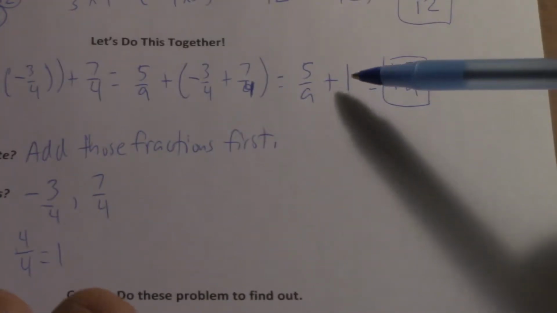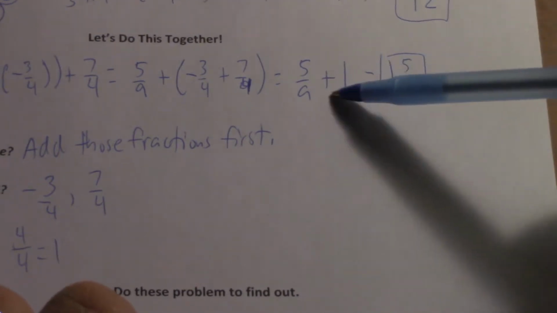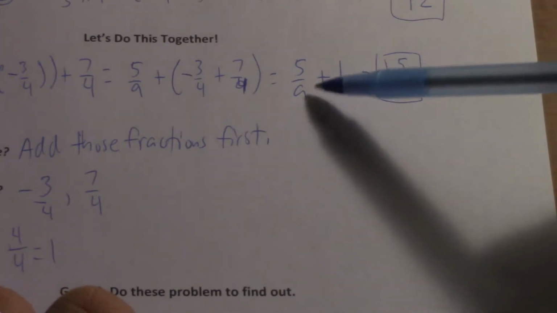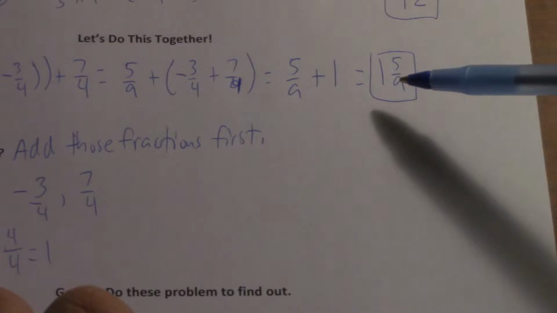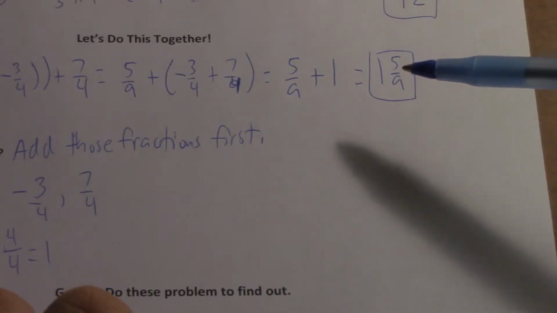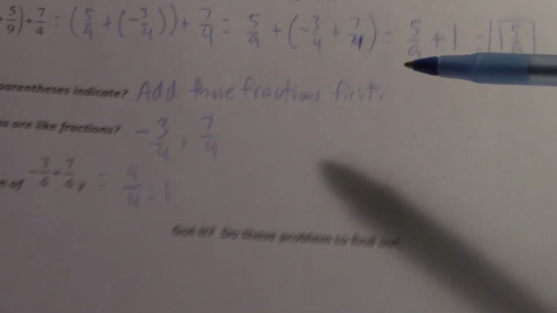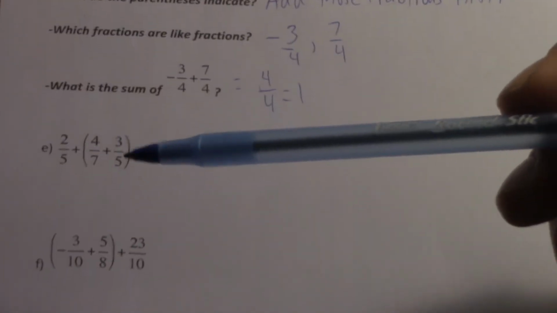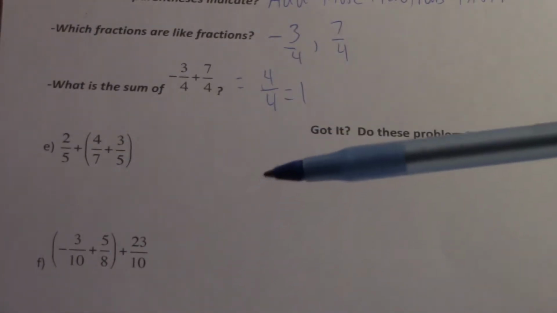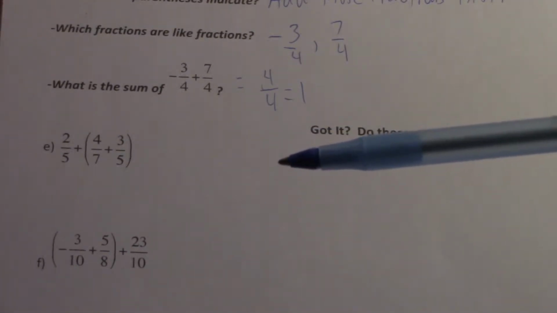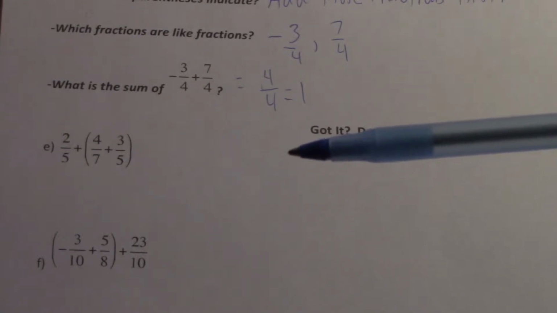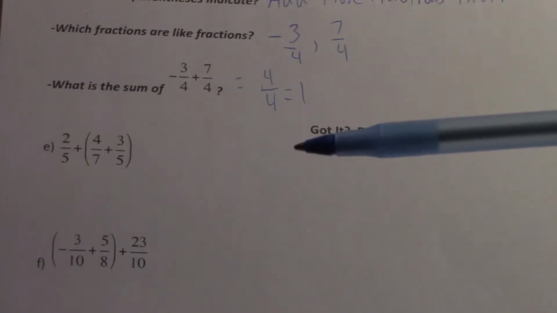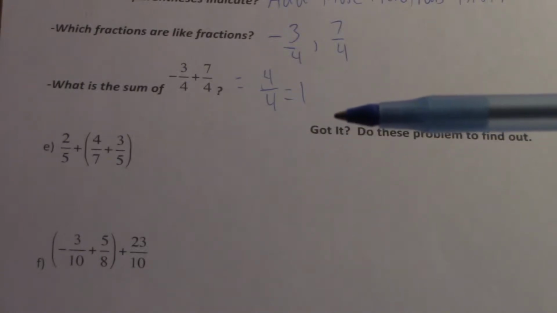Now, any time I add 1 to a fraction, this 1 becomes the whole number and the 5/9 becomes the fraction. So what I would like for you guys to do is to go ahead and pause the video and complete questions E and F. Keep in mind, I would like for you to show all of your work. And if you get stuck at any point, please go ahead and press play on the video and watch my solution. See you back in a bit.